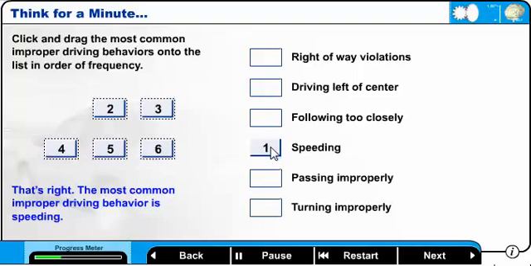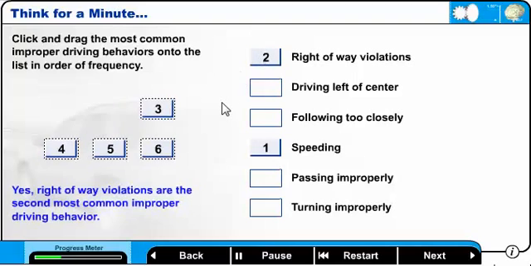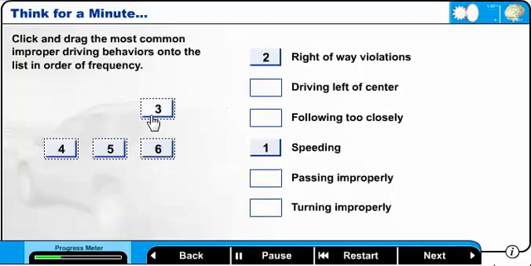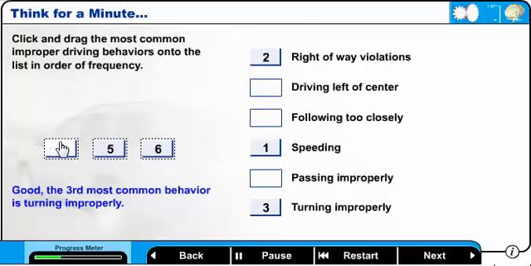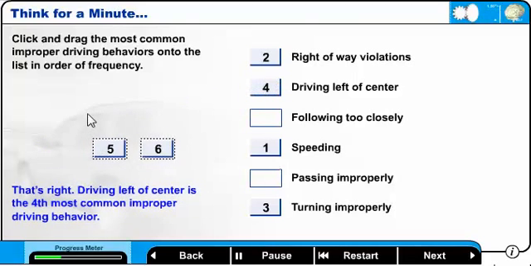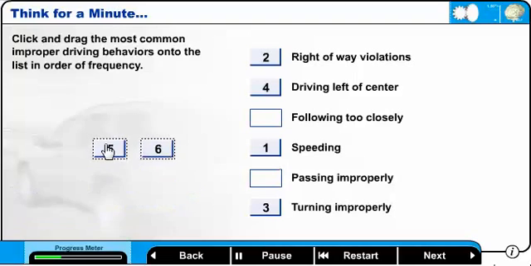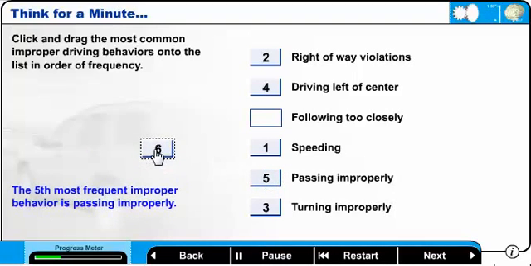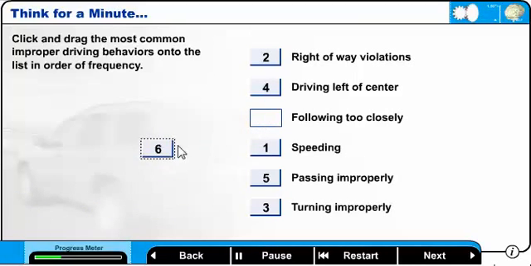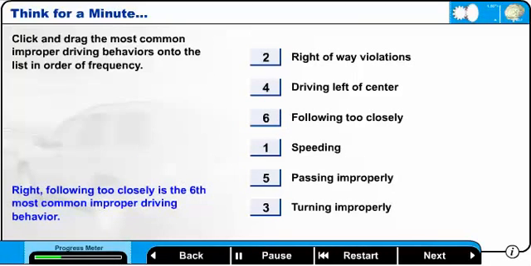That's right. The most common improper driving behavior is speeding. Yes, right-of-way violations are the second most common improper driving behavior. Good. The third most common behavior is turning improperly. That's right. Driving left of center is the fourth most common improper driving behavior. The fifth most frequent improper behavior is passing improperly. Right. Following too closely is the sixth most common improper driving behavior.